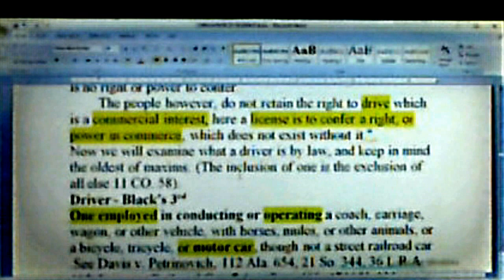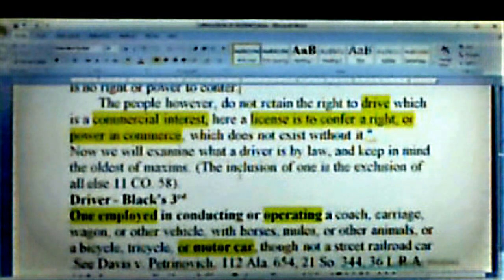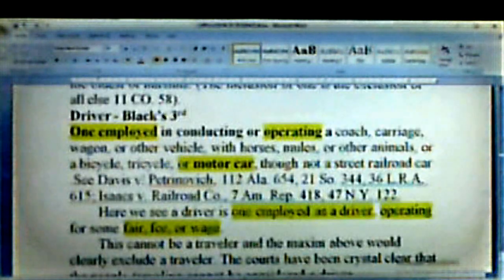Now we will examine what a driver is by law, and keep in mind the oldest of maxims: the inclusion of one is the exclusion of all else. Right? So here we go, Black's Law Dictionary, 3rd edition, defines a driver as one employed. Okay? Again, we're talking about somebody who's being paid. And what are they doing? They're operating a coach, carriage, wagon, or other vehicle with horses, mules, or other animals, or bicycle, tricycle, or a motor car.